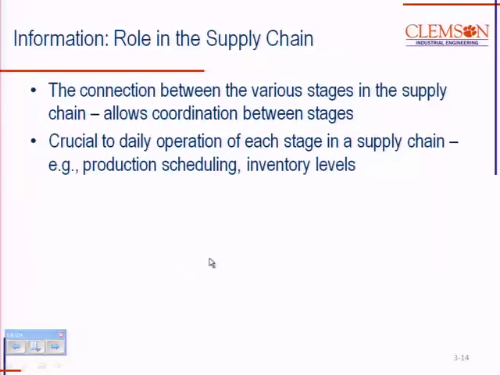Information. The information role in the supply chain is important in the way that we connect portions of the supply chain together and how they talk. If we have integrated systems that show us materials that are upstream to materials that are downstream, we can better predict and synchronize the flow.